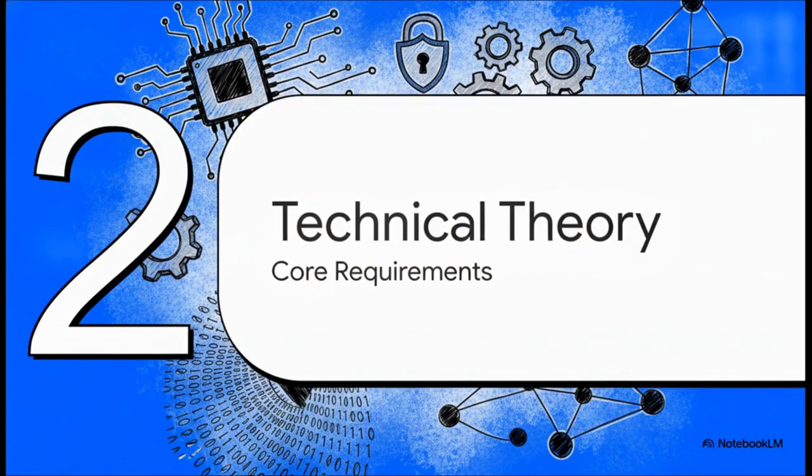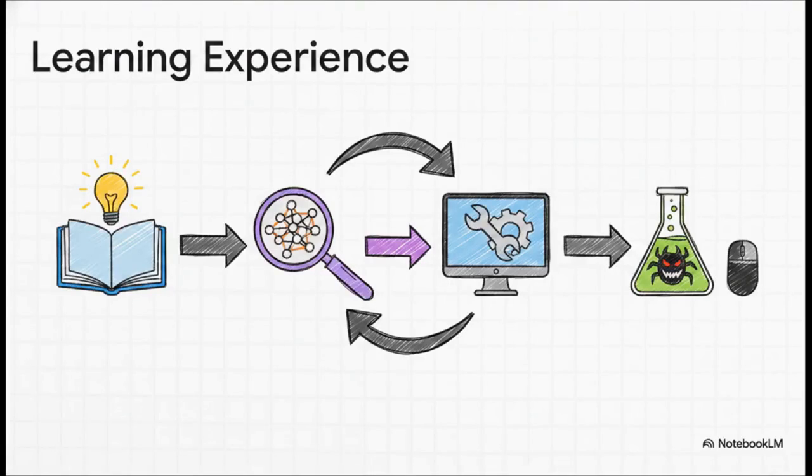Moving along, we have Section 2, Core Technical Theory Requirements. Look at the extensive technical requirements outlined for this piece. The source doesn't just want a boring lecture, it demands a full, multimodal learning experience. The blueprint mandates starting with complete theory, but then immediately grounding it with real-world examples, visual explanations, and diagrams.